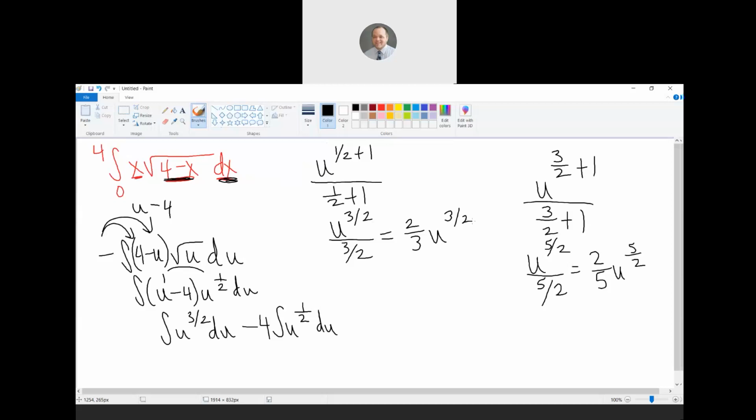So we have 2/5 u to the 5 halves power minus, multiply that 2/3 times the 4 that's already there. That gives us minus 8/3 u to the 3 halves.